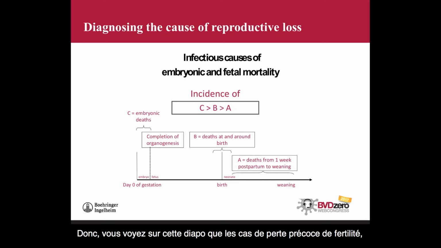You see in this slide that the incidence of early loss, infertility, and early embryonic loss is greater than the loss that we see in and around the time of parturition, which is actually greater than the loss that we see in the early stages of the calf's life. So we can use this situation to help the producer think about early causes of reproductive loss that may actually be more significant for their operation.